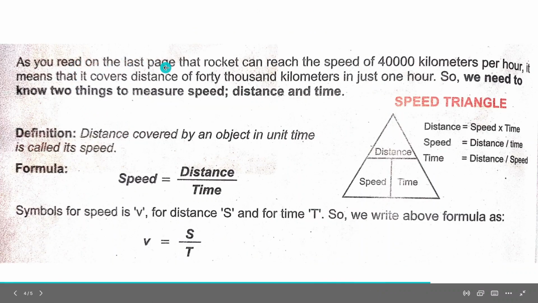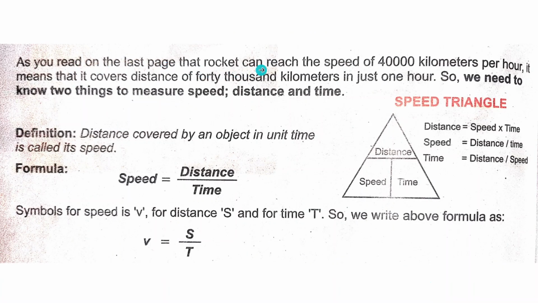As you read on the last page that a rocket can speed of 40,000 kilometers per hour, it means that it covers distance of 40,000 kilometers in just 1 hour. So we need to know two things to measure speed: distance and time.